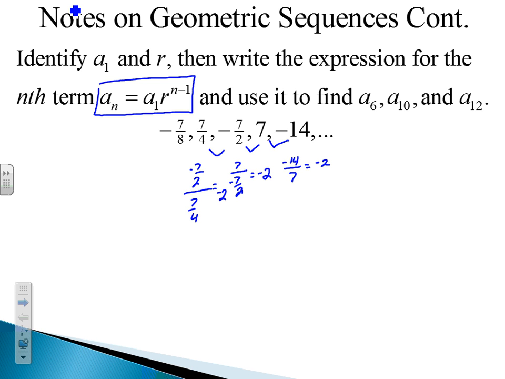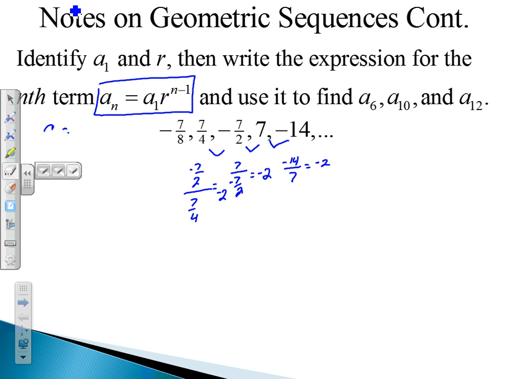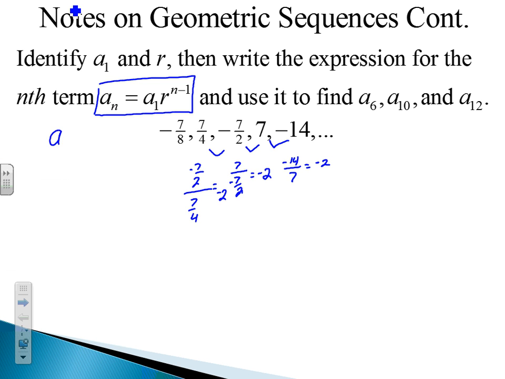Since we need to write the sequence here, I need to know what a sub 1 is. I have to know that. I have to know the common ratio. Oops, oh my, I didn't mean to erase all that. All right, let's start over with a smaller eraser. So we have to know a sub 1, and I have to know the common ratio. And that's pretty much it as far as a geometric sequence is concerned.